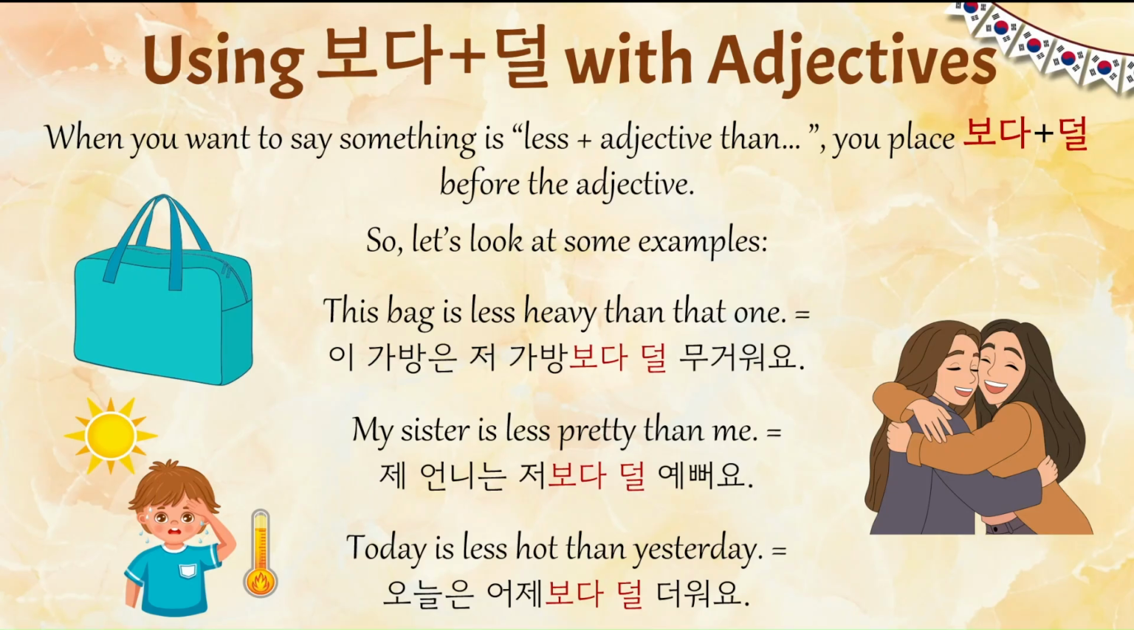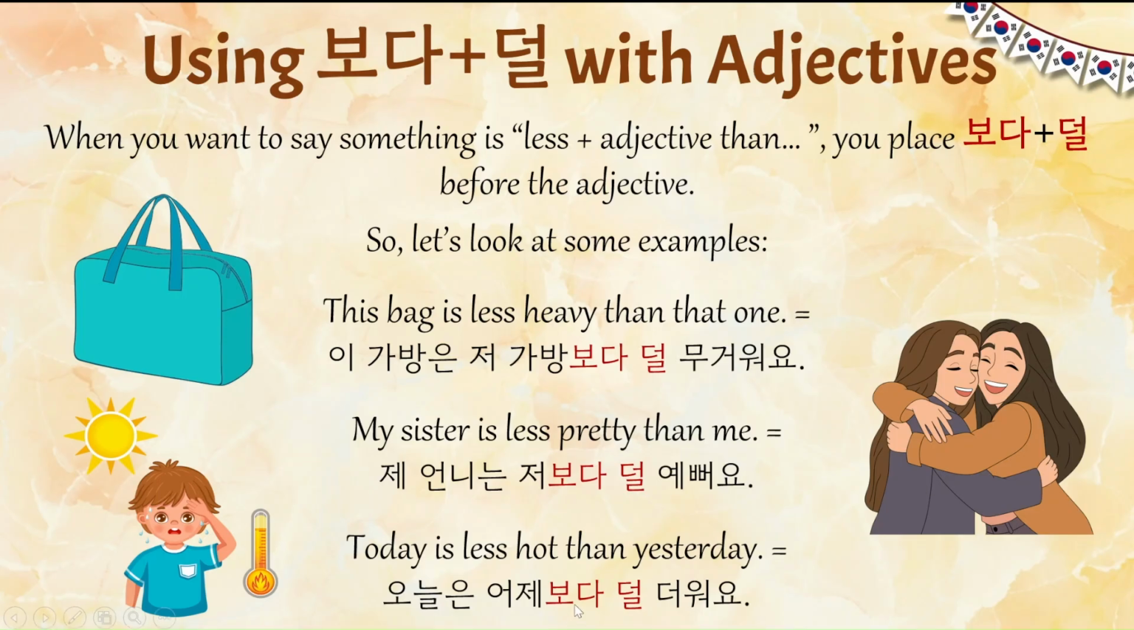Okay? You can just write this sentence or convert this sentence into the opposite meaning using 더. Okay? Next, I am prettier than my sister, or I'm more pretty than my sister. 저는 제 언니보다 더 예뻐요. Okay? And the last one.